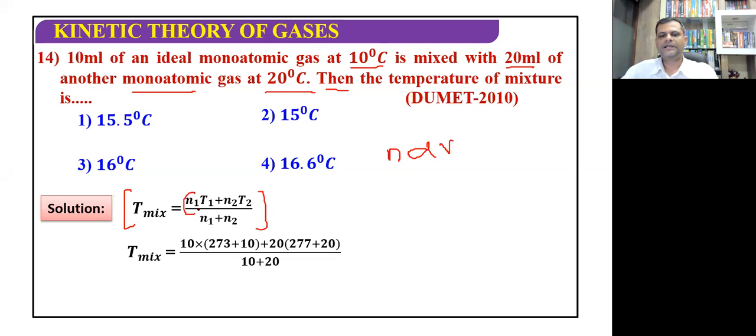So here what we did is, instead of N1 we used its volume, that is 10 ml, and for the other one we used 20 ml volume instead of N2, and here below also we used volume, because number of moles is proportional to volume. So it's okay if we use this volume instead of number of moles here, and that's why we have used this 10, 20, 10, 20 here.